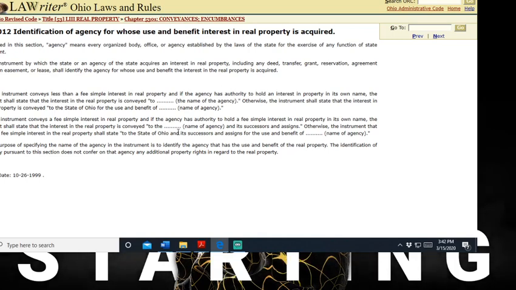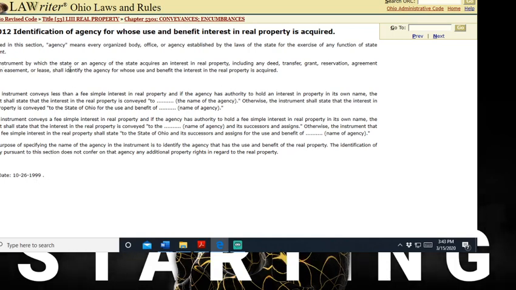So they tell you, for example, if the instrument conveys less than a fee simple in real property, the agency has authority to hold interest in the property in its own name. This instrument shall state the interest in the real property is conveyed to this agency. Otherwise, the instrument shall state the interest in the real property is conveyed to the state of Ohio for the use and benefit of blank agency. You see what I'm saying?